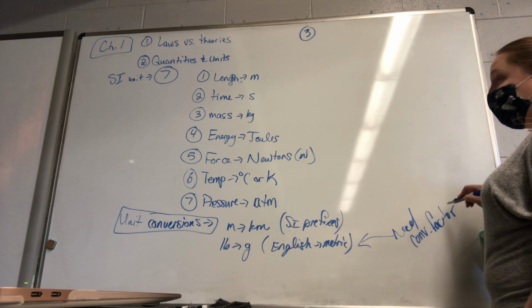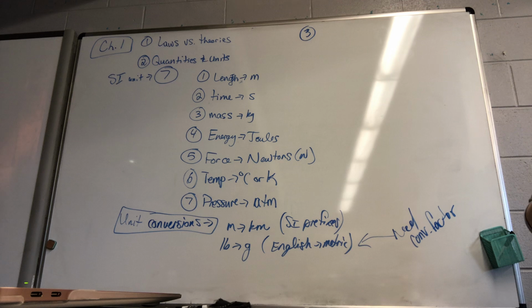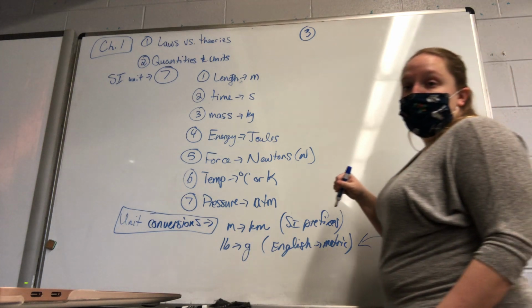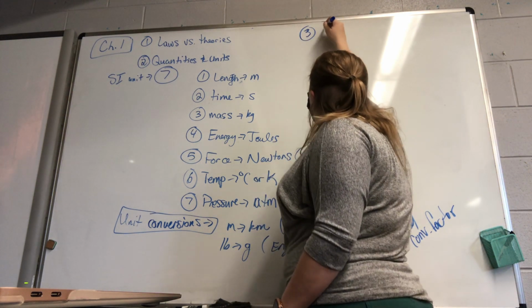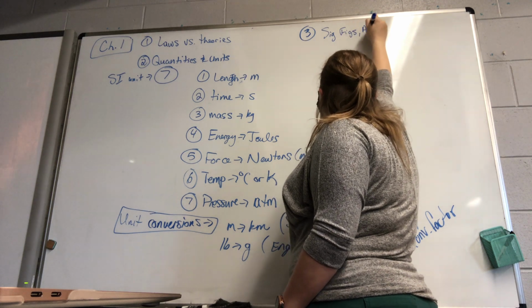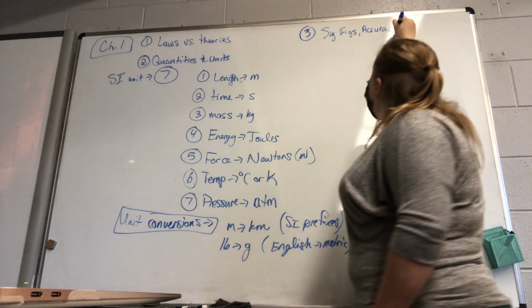So if you're trying to convert hours to minutes, you need the fact that there are 60 minutes in an hour in order to do so. Some kind of a conversion factor would be necessary for that particular section. In section 3, we reviewed sig figs, accuracy, and precision.